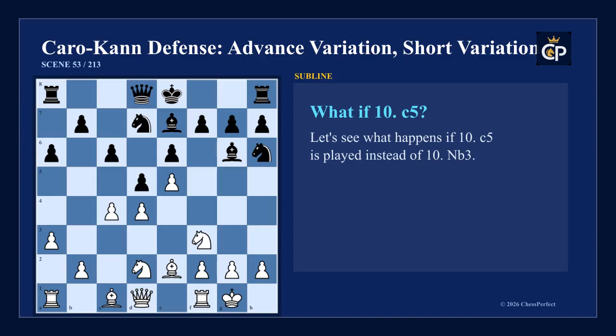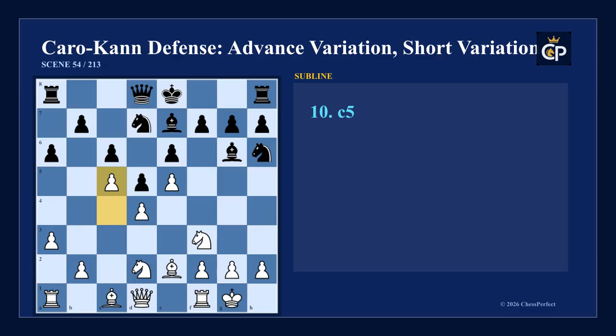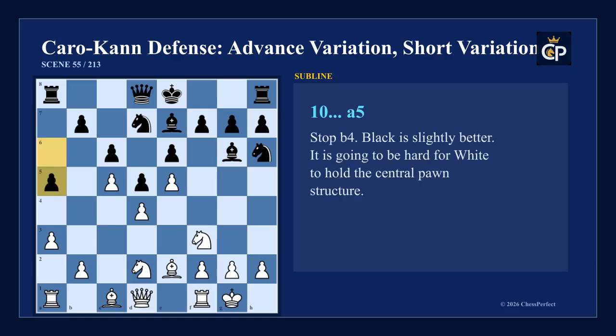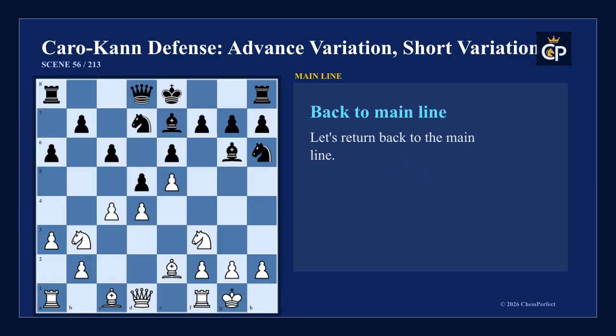Let's see what happens if c5 is played instead of knight b3. c5. a5. Stop b4. Black is slightly better. It is going to be hard for White to hold the central pawn structure. Let's return back to the main line.